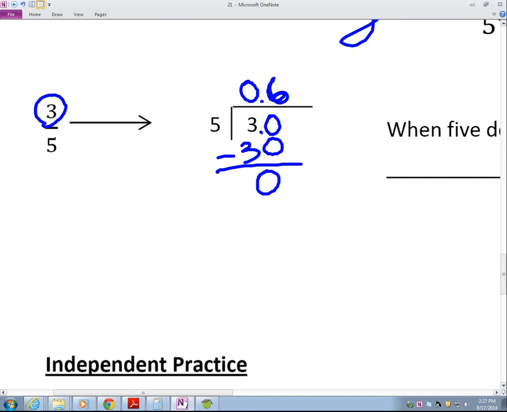What would you do? What would you do if it were this? What would you do if it were that? This is a really great question that nobody asked today. You would see how many times 5 goes into 30. And how many times does 5 go into 30? 6 times.